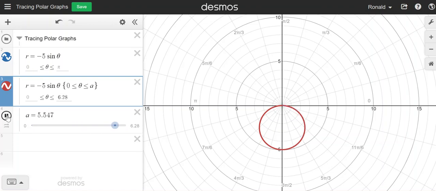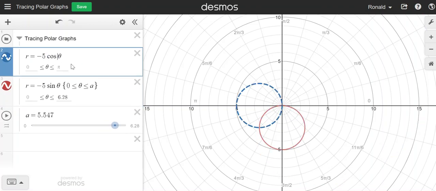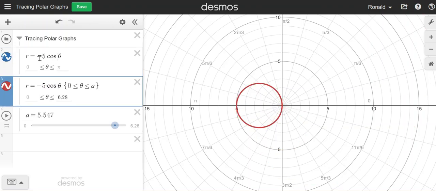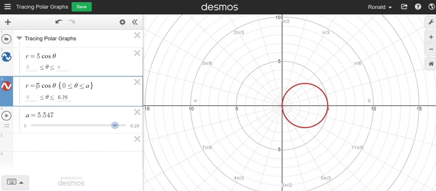All right, what if we were to change this from sine to cosine? And change both of them to cosine. So we're going to get a graph that looks like this. And it's a -5. If I change it to a +5, it flips over to the other side of the y-axis. And of course, we can trace this out as well.